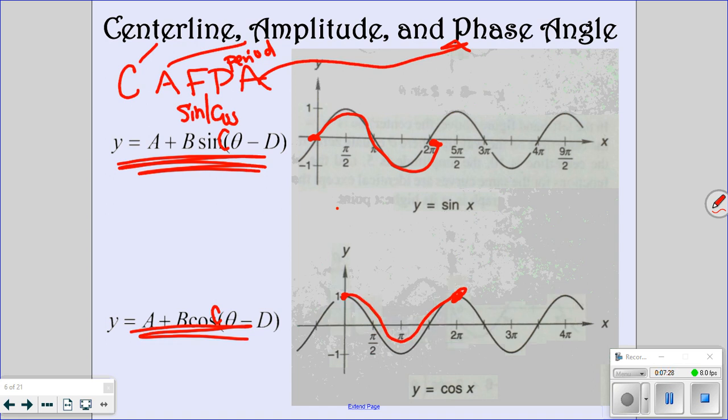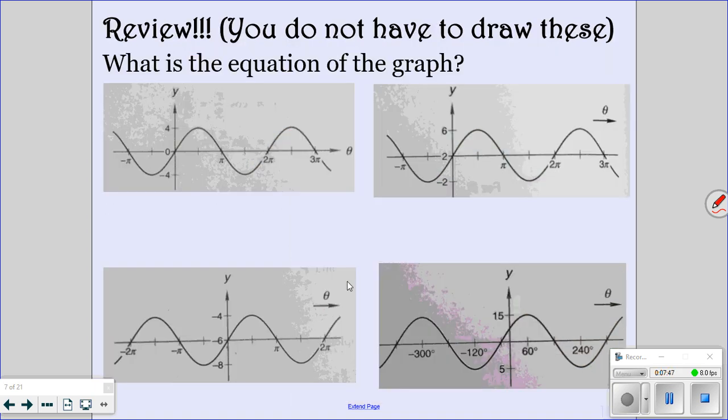So that's your period. But hopefully you remember your center line and your amplitude a little bit. Center line on this one is 0, and the amplitude is 1. Same thing on this one: we're at 0 for the center line, and amplitude is 1. These are your basic sine and cosine graphs. So we're going to go back over these to help you review just a little bit.